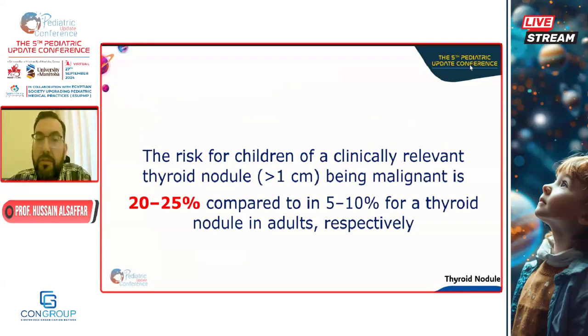The risk for children of a clinically relevant thyroid nodule, which is more than 1 centimeter, being malignant is 20 to 25%, compared to 5 to 10% of thyroid nodules in adults, respectively. That means 1 in 4 children with thyroid nodule could have malignancy, compared to 1 in 10 or 1 in 20 adults presenting with thyroid nodule. So that is itself carrying a significance.